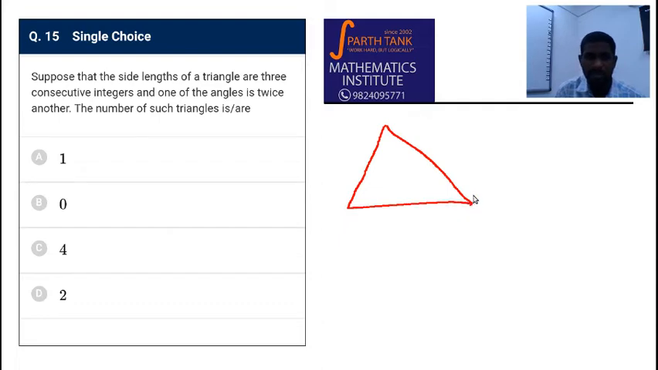Let us just say that there is a triangle ABC, and by the standard procedure, this is side a, this is side b and this is side c. Let us say this angle is alpha and this angle is 2 alpha, because they have given us that one of the angles is twice the other. So angle A is twice angle C.